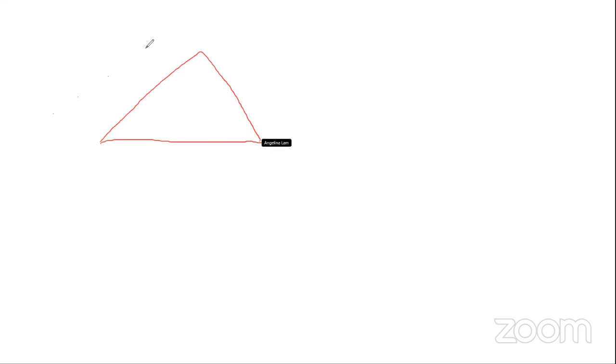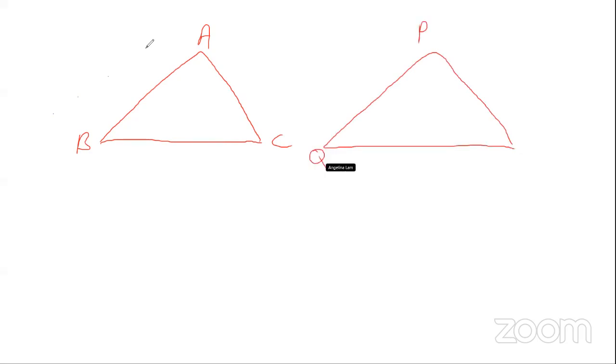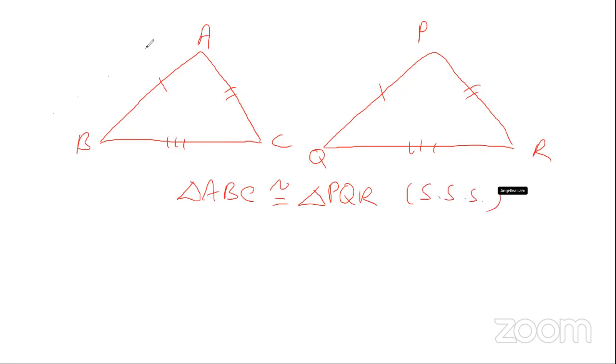One more question before we move on to similar figures, similar triangles. Now, if I have a triangle, and another triangle, and these two sides are the same, these two are the same, these two are the same, then we say that triangle ABC is congruent to triangle PQR, right? And that is SSS, right? How about for a four-sided polygon?